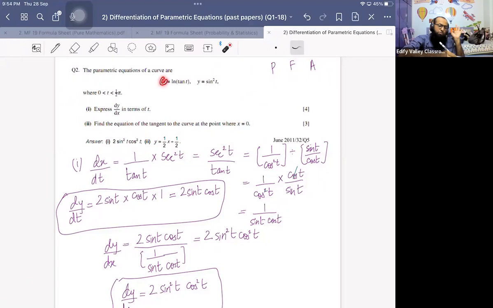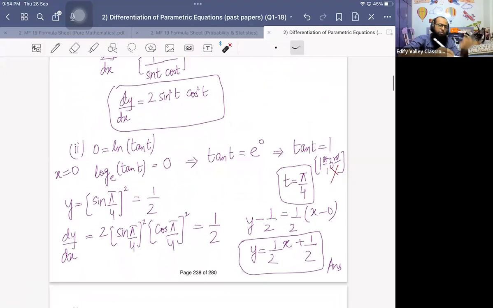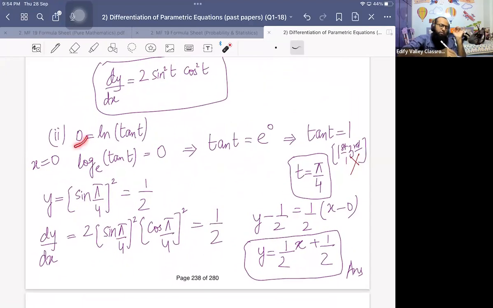If we are going to substitute 0 in place of x, how will we find t? The process is we are going to convert from log form to index form. In the parametric equation of x, in place of x I have written 0. Then ln tan t equals 0. Then ln means log with the base of e. So log of tan t with the base of e equals 0. If we convert from log form to index form, then e is the base and 0 is the power. So tan t is equal to e power 0. e power 0 is 1.